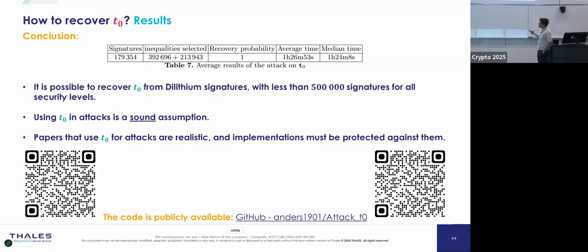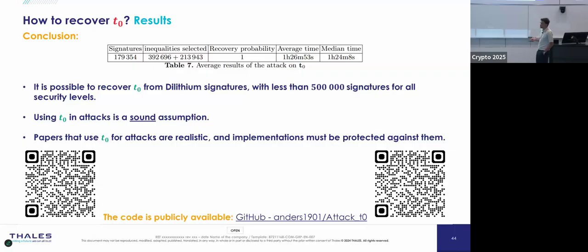To conclude, we show that it is possible to recover T0 from Dilithium signatures with less than 500,000 signatures for all the security levels. This has two important implications. First, it shows that using T0 in attacks is a sound assumption. Secondly, it shows that papers that use T0 for attacks are realistic and implementations must be protected against this type of attack.